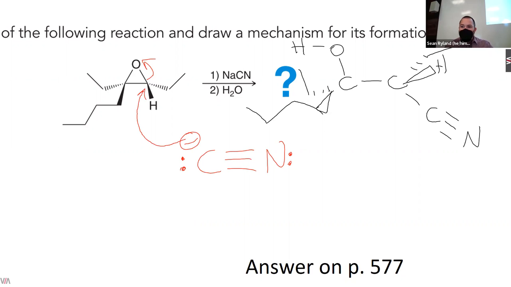And if you want it drawn out a little bit neater with all of the arrows on the page at the same time, go to page 577 in the textbook. It has it drawn out more neatly with all of the steps shown at the same time, as opposed to my draw the arrows, then erase the arrows method.